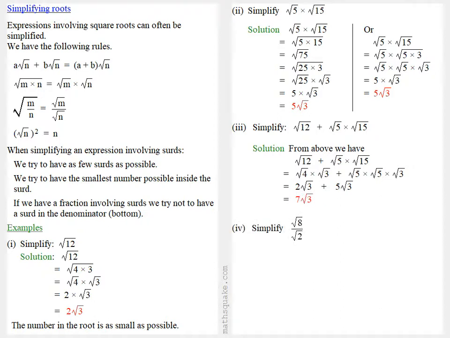In question 4, we were asked to simplify the square root of 8 over the square root of 2. Well, the square root of 8 over the square root of 2 can be written as the square root of 8 over 2, which is the square root of 4, or 2, which is much simpler.